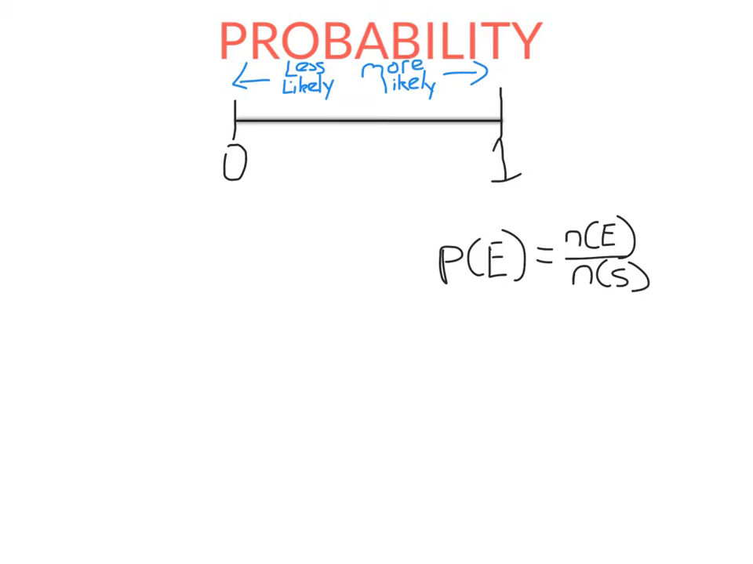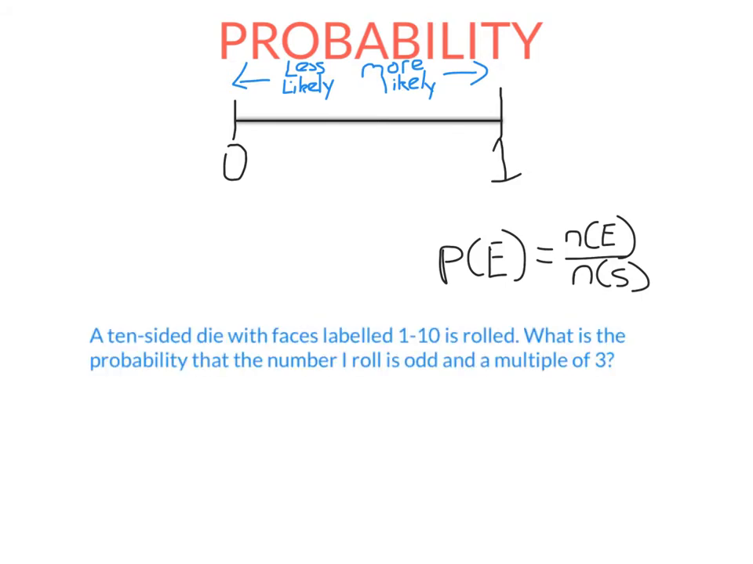You probably knew all this, and you're probably familiar with this formula that says probability of an event is the number of ways the event can occur over the total number of outcomes. We call it n(S). It means the number in the sample space. So let's look at a quick example. So let's look at this example here.